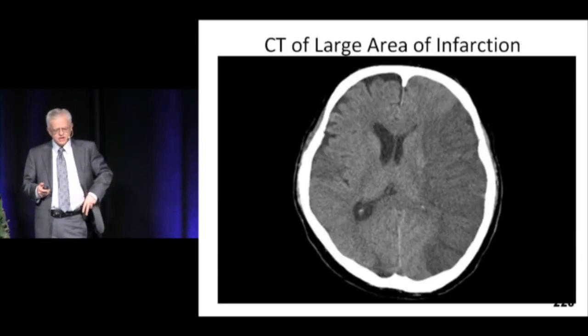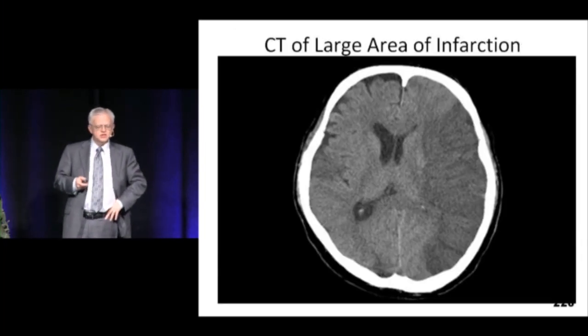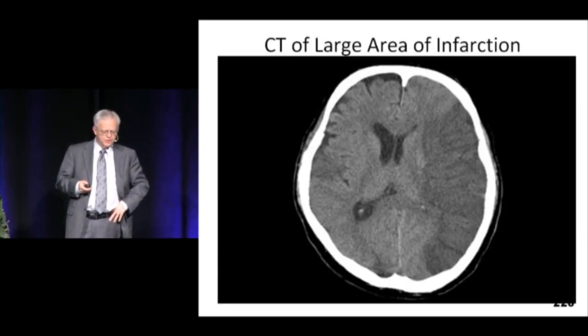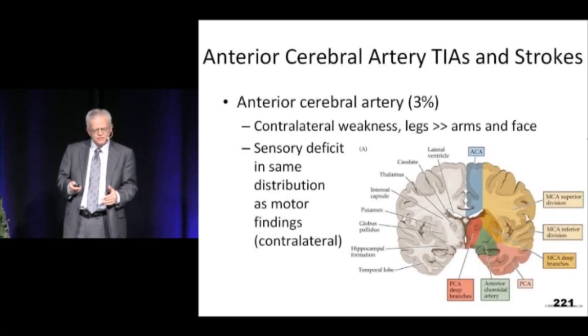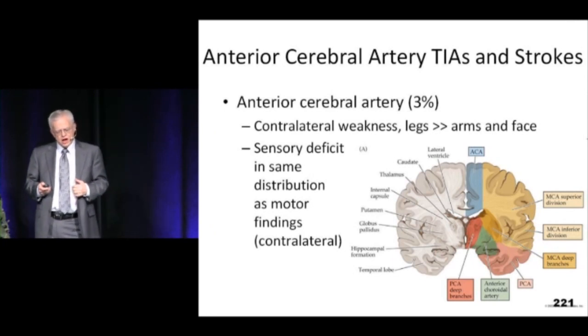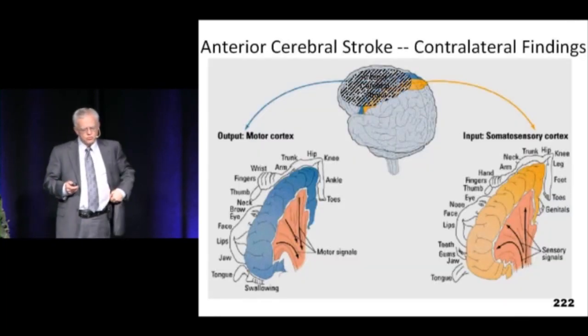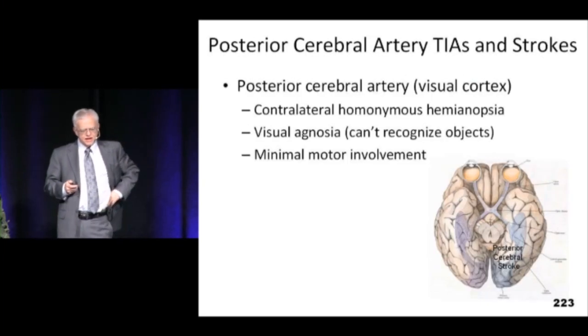We're going to move on here for a second quickly. Notice, here's the CT of a large area of infarction. You see all that area over there. That's huge. Now, it's probably unlikely that that's just one vessel. You may have two vessels involved in that case. We're going to move on just a little more quickly here so we can make sure we get to everything.